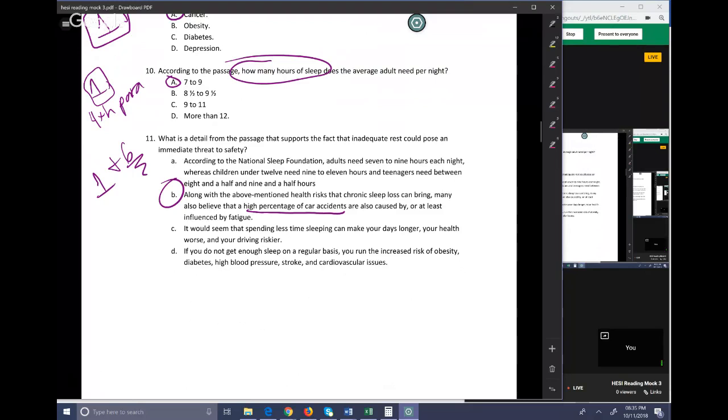C, I said it's general. It mentions it, but it's not focused on it at all. It just says you're driving riskier. That would be the second best thing of what we have here to explain the point, but it's better if you actually say a high percentage of car accidents are caused by. That's better than just saying your driving is riskier.